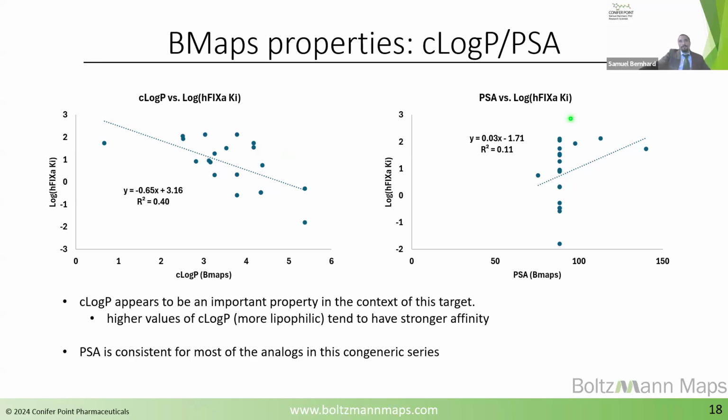Second, we have polar surface area, which is commonly considered as a property in drug design, and we can take a look at that. So within this congeneric series that we're analyzing, there are many comparable compounds that present with the same polar surface area. So in general, we can say that there really isn't much of a relationship between polar surface area and our affinity.